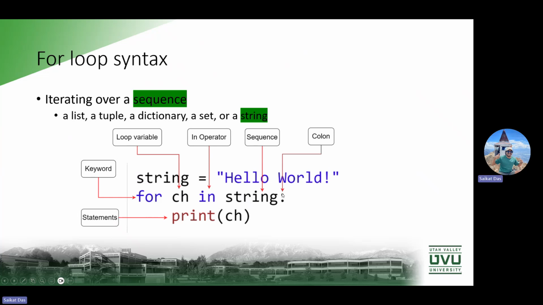And then the colon, the same thing that we have used in the if case. Colon means we are writing the block of that for loop. Then our statement, it could be one line, it could be multiple lines, right?